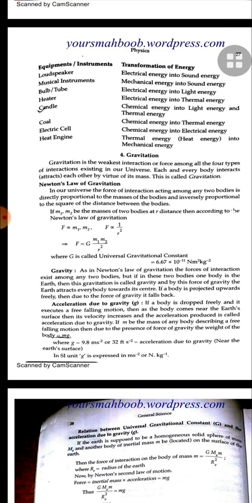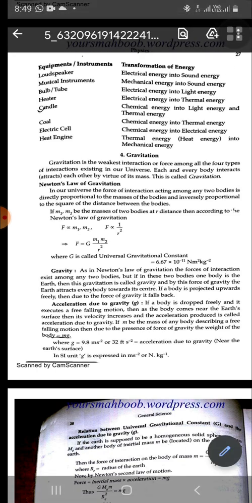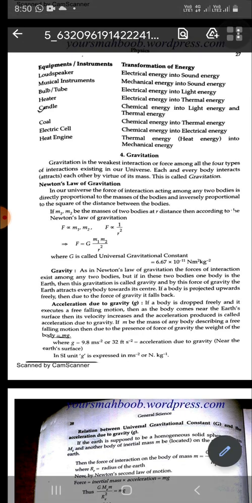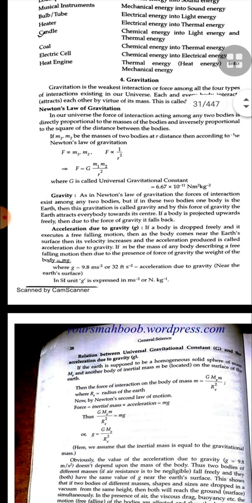If m be the mass of a body describing a free falling motion, then due to the presence of the force of gravity, the weight of the body is m into g, where g is equal to 9.8 meter per second square, or in feet, 32 feet per second square. Acceleration due to gravity near the Earth's surface. In SI unit, g is expressed in meter per second square or newton per kg.